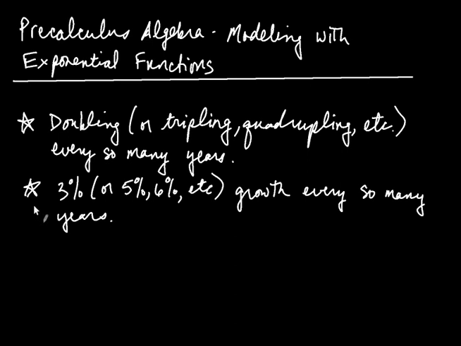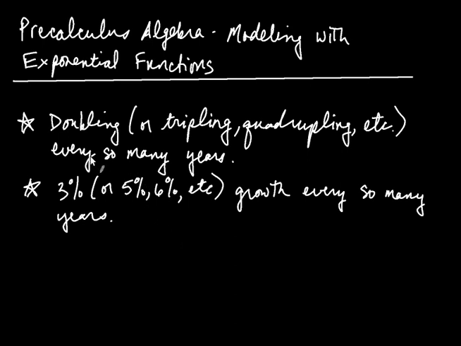Another situation, and this is common in finances, and in population actually, is where you have 3% or 5%, 6%, 0.86% or whatever growth every so many years. So this arises a lot both in finance and in population growth statistics. To give you an idea as to why this occurs, I'll go ahead and illustrate what happens when you double every few years. But for this video, we're going to assume that when we have population growth, it can be modeled with an exponential function.